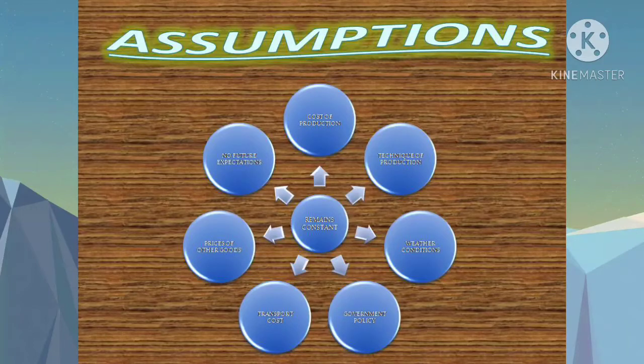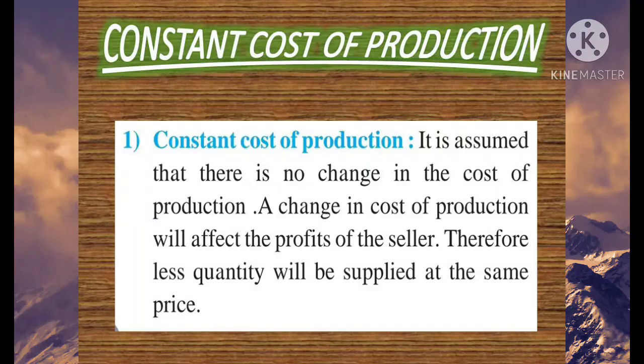Let us understand each assumption. First, constant cost of production. It is assumed that there is no change in the cost of production. A change in cost of production will affect the profits of the seller. Therefore, less quantity will be supplied at the same price.